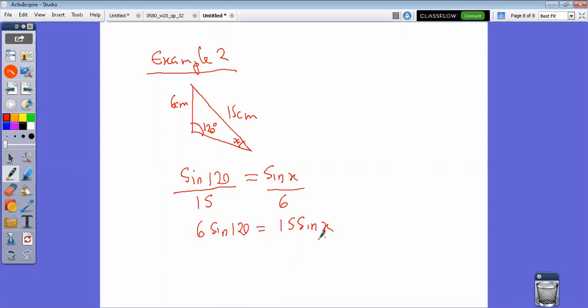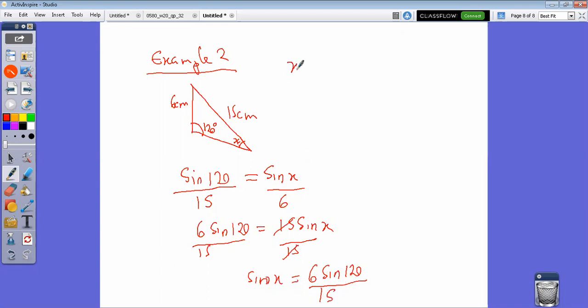That's step 2. Then you have to divide both sides by 15. What you want is to remain with sine X. You want to find what X is, and the X is the angle this time. So now we divide by 15, both sides. That cancels that part, and I'm left with sine X. That gives me a fraction, not an angle. Sine X is equal to 6 sine 120 divided by 15. Clear? That's the second last stage.